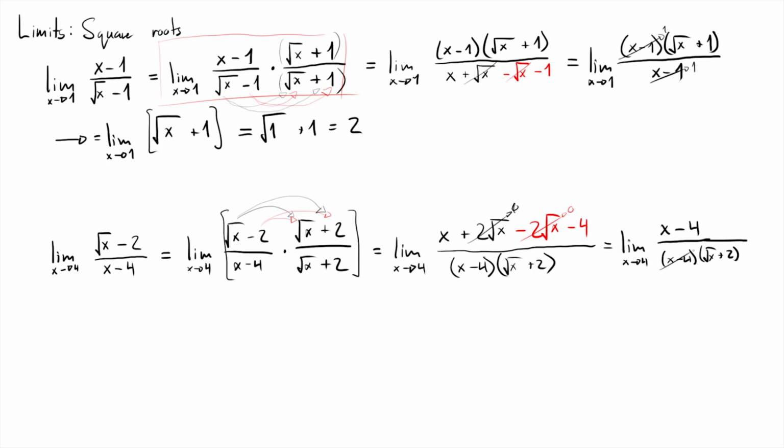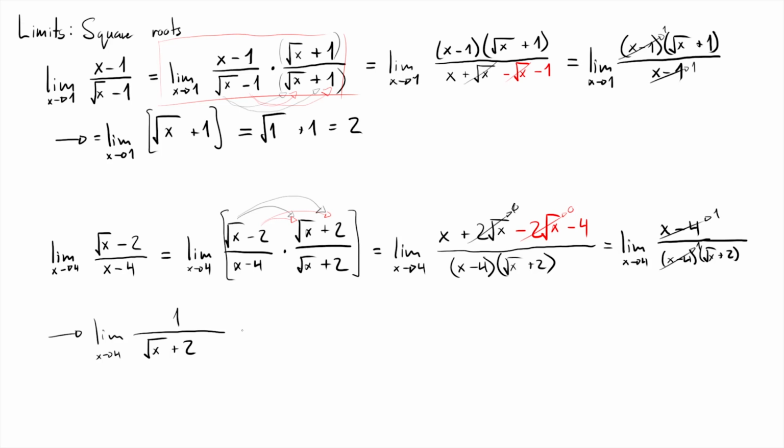And again, we have this cancellation. In the numerator, we're going to be left with 1. In the denominator, we're going to be left with root x plus 2. And so we can rewrite this as the limit as x approaches 4. Again, in the numerator, we just have 1, and in the denominator, we're going to have root x plus 2.